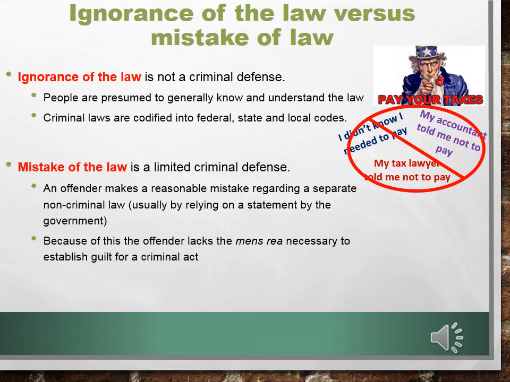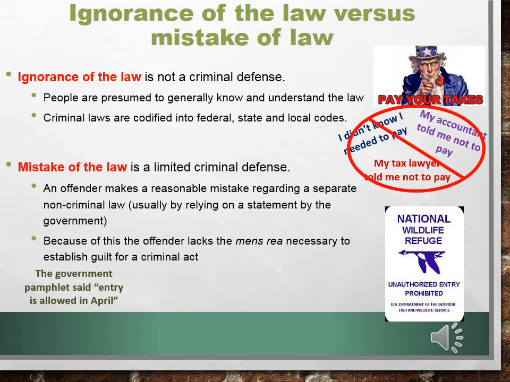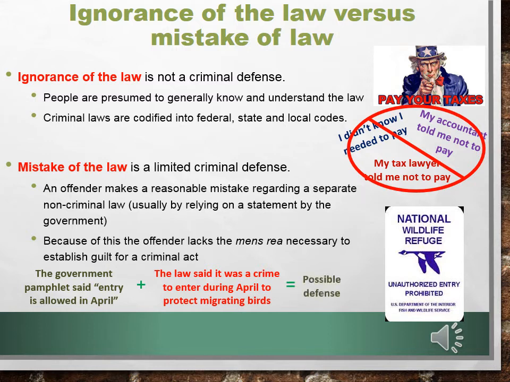What does this look like? Let's go visit our local National Wildlife Refuge. We go down to the refuge and we find a government pamphlet. And the government pamphlet said, entry is allowed in April. But the law said it was a crime to enter during April to protect migrating birds. This might be a possible mistake of the law defense. Go to the next slide.